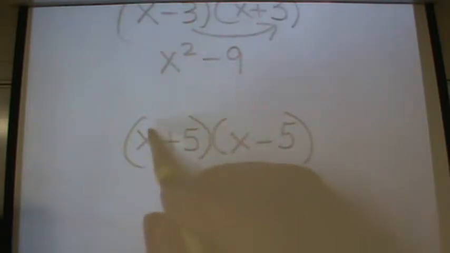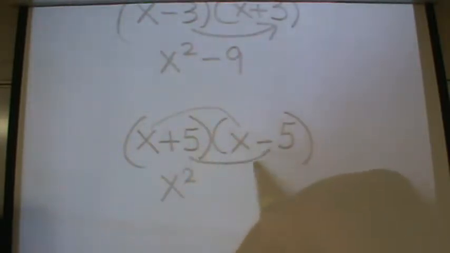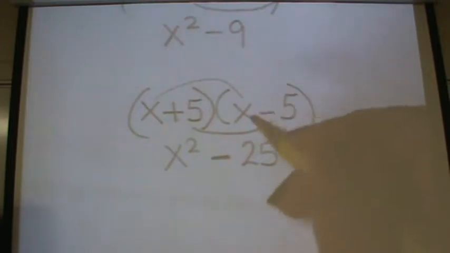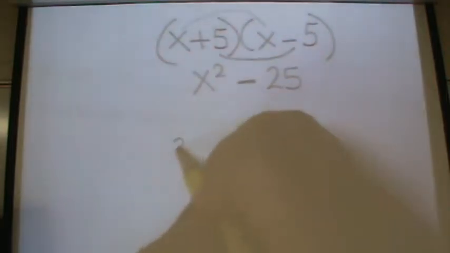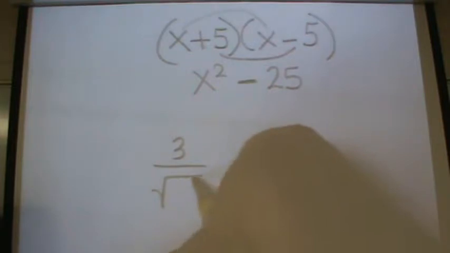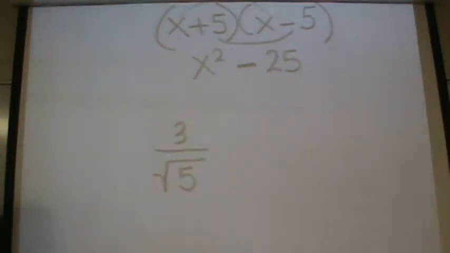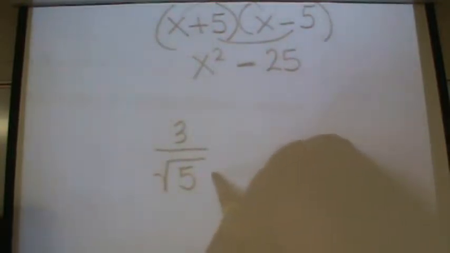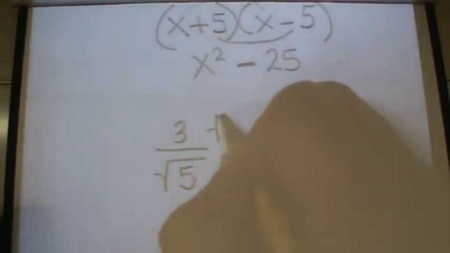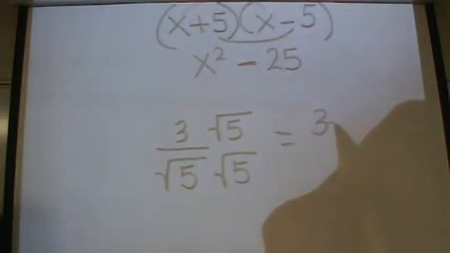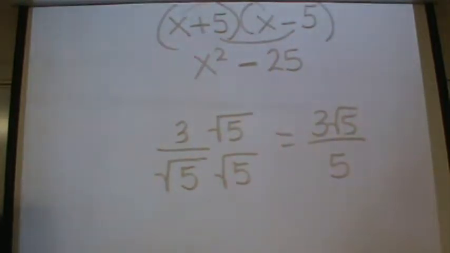Now, if I were to FOIL this out, I end up with x squared, always minus, because a positive times a negative is a negative, and then 25. Well, do you remember if I gave you this problem? It's a fraction. What do we not want in the bottom of a fraction? A radical. So we multiply by the square root of 5 over the square root of 5. So you get 3 root 5 over 5. Remember this stuff? Okay.